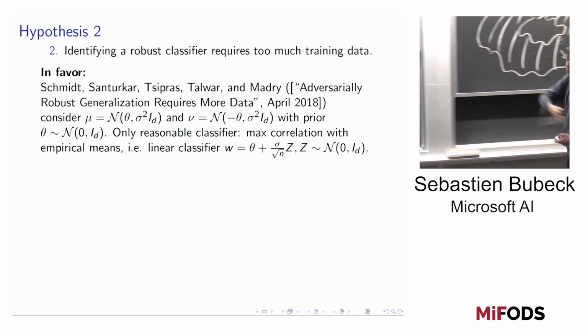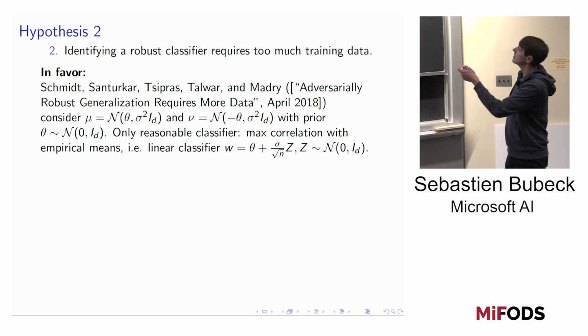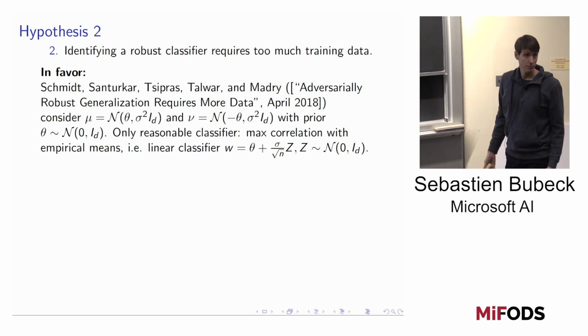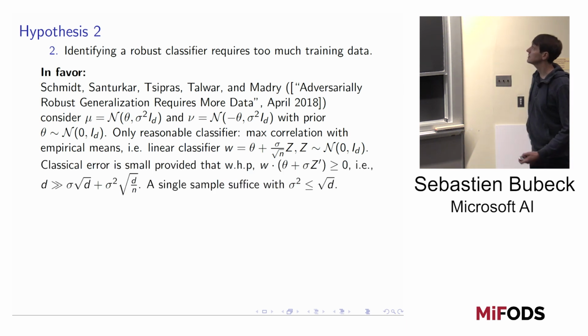Okay, and now you just do a linear classifier with respect to this. So this linear classifier here is going to be W. There will be theta plus sigma over square root n times z, where z is also a Gaussian. This is what you get when you average the samples from those two things.